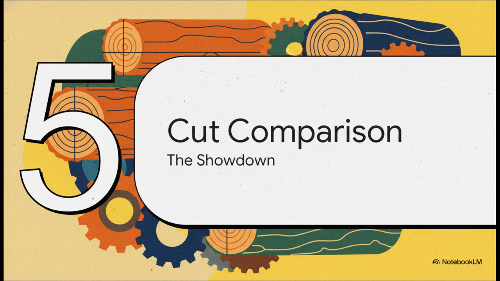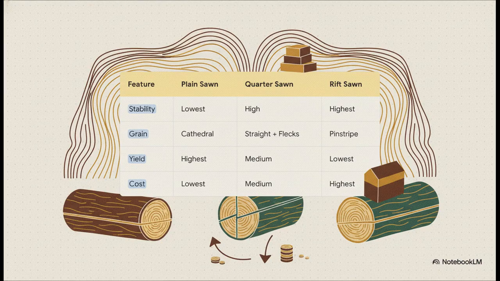All right, we've looked at all three. Now it's time for the main event, the showdown. Seriously, this is the part you're going to want to screenshot for your exam prep. Let's break this down, nice and simple. First up, stability. Rift is the highest, no question. Then quarter, with plain being the least stable. Next, let's talk grain. Plain gives you those cathedrals. Quarter gives you straight lines with those cool ray flex, and rift gives you that perfect, clean pinstripe.